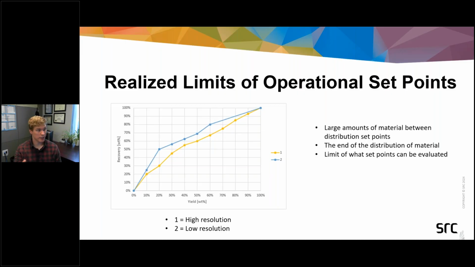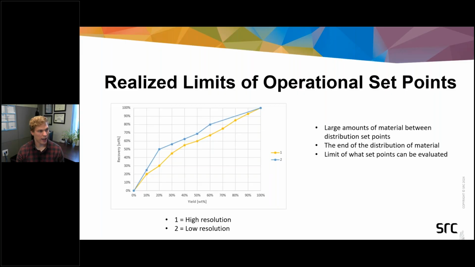Maybe there is nothing after the sample. Maybe it's just whatever kind of metric you're using for separation. Maybe there's just nothing after it. And sometimes it's just the limit of what you can evaluate. So maybe for some reason the second last point is 3.2 SG on density, and you can't test 3.3 for some reason. You can't separate any higher than that. So that's the last incremental point you can test, and then the rest of the material in the sample brings you up to 100% yield.